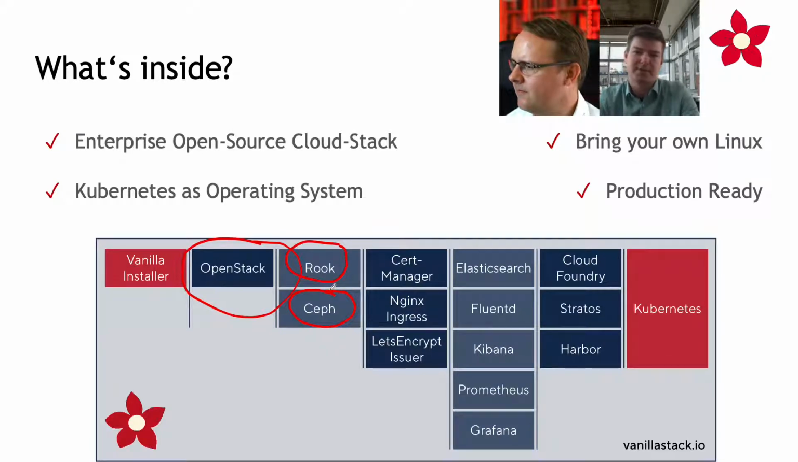So we have an infrastructure as a service layer. We have a container as a service. We have a storage layer. We have the container as a service layer like Kubernetes. So what we need also is a PaaS layer. For this, we have Cloud Foundry included, including Stratos as the UI to manage Cloud Foundry and Kubernetes workloads.